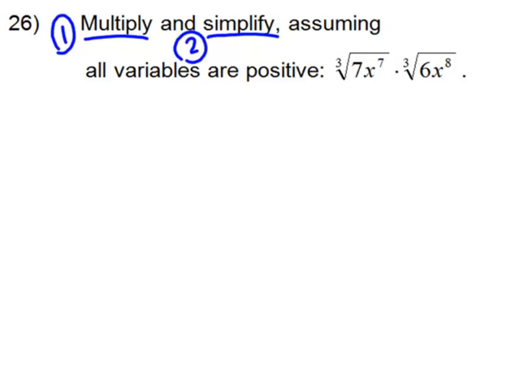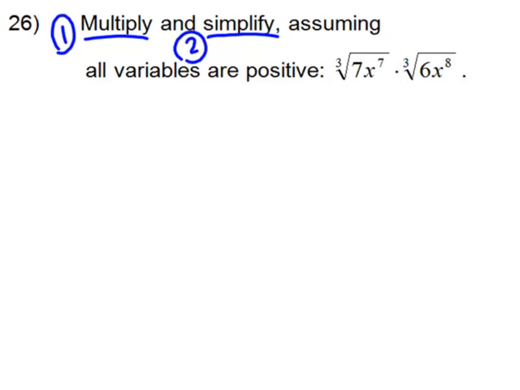The first thing we want to make sure of is that the indexes are the same. And by index, I'm saying this 3 is the index of the first radical. 3 is also the index of the second radical. These are both cube roots. And I'm emphasizing that because if one of them was 3 and the other was, say, 4, you really can't get these two to play well together. Well, technically you can, but it makes our job more difficult.